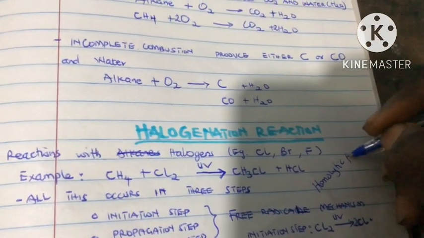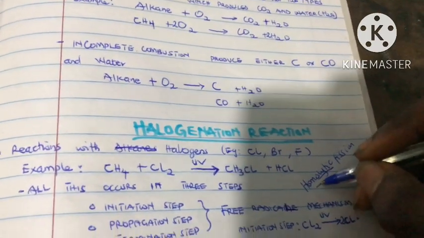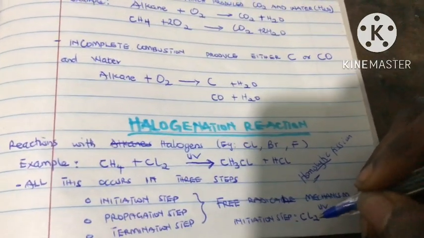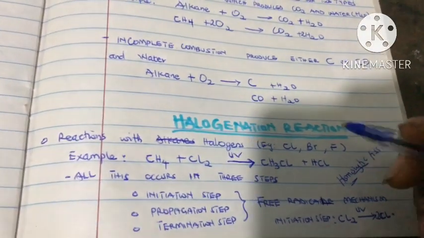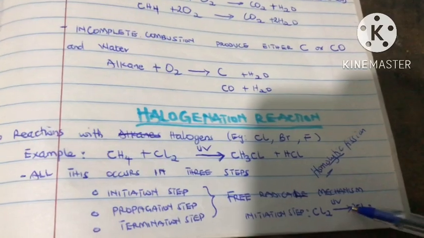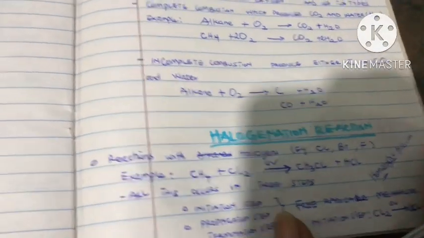Homolytic fission. Lytic means split, and homo is because we are splitting 2 atoms of the same kind. You understand? Yeah. So in the initiation step, this is what happens. The propagation step and the termination step, I'll not go into much detail.